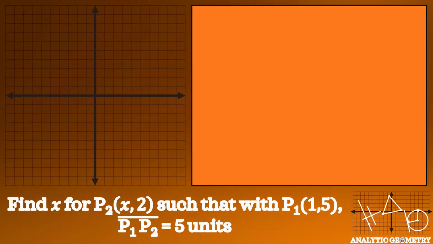Welcome to a new AG session all about analytic geometry. We are tasked to find a value of x for a certain point 2 with the composition of x and 2, together with the initial point 1 at (1, 5), that will have a distance of 5 units.